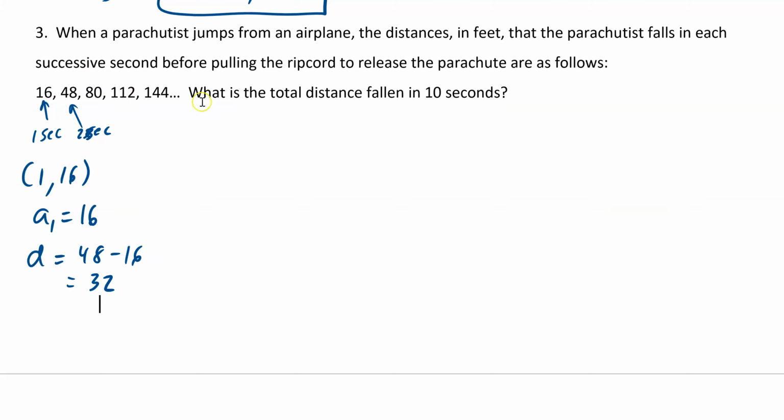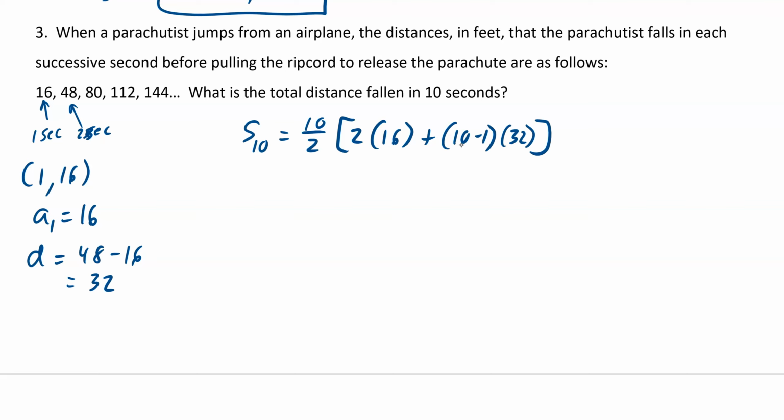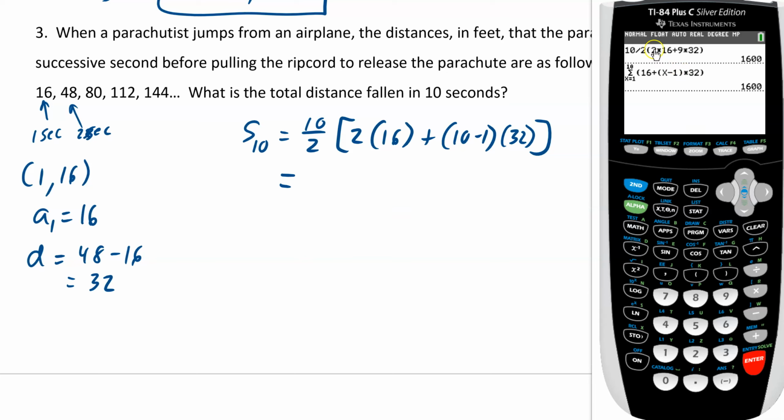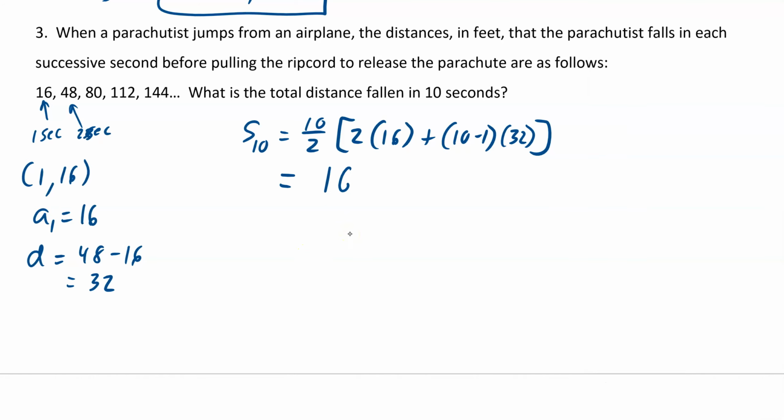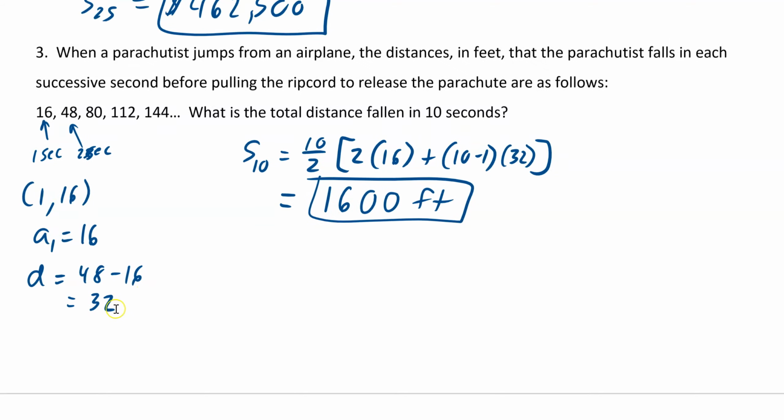So this is a summation if we look for the total distance fallen. So they're looking for S sub 10. So this is 10 over 2 times 2 a sub 1 plus 10 minus 1 times the difference. And so all we have to do now is plug this in our calculator, and it will give us our answer. And so either using the summation formula or sigma notation, we end up with 1,600. So 1,600 feet. So in 10 seconds, this person will have fallen 1,600 feet. And there's how we use it.